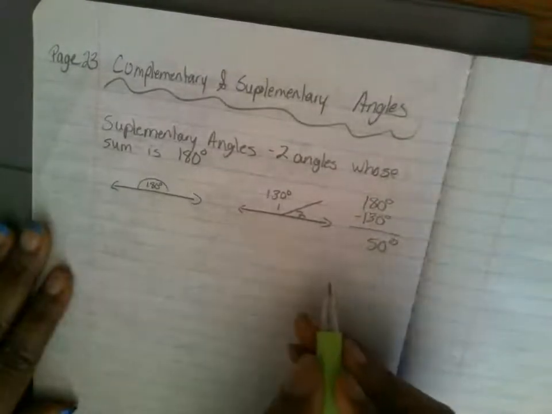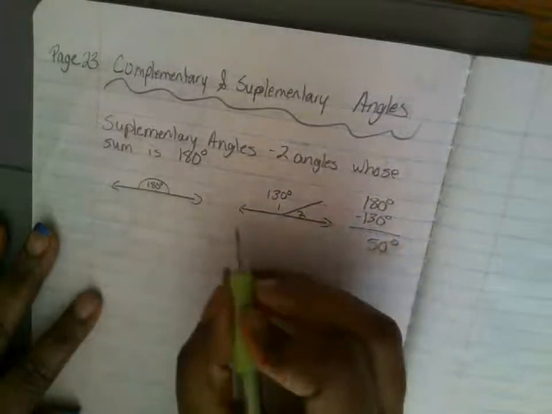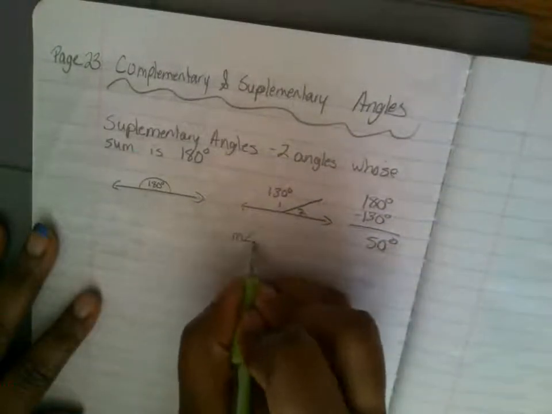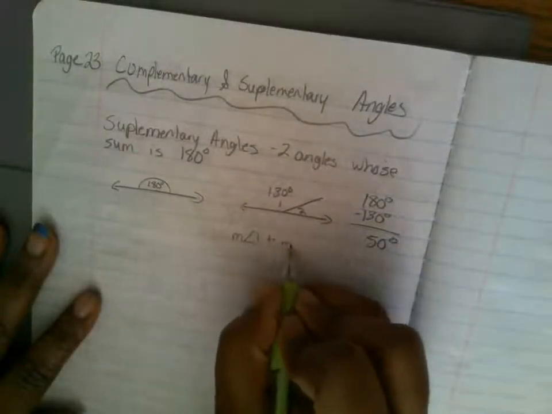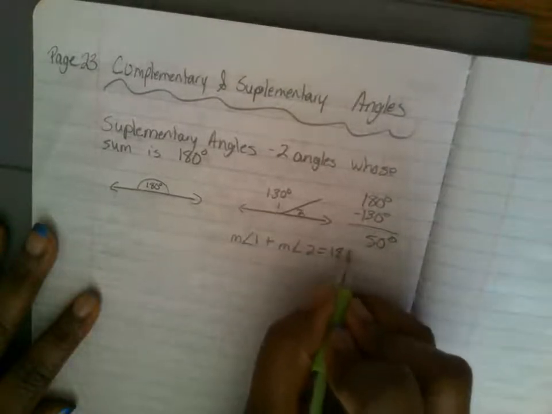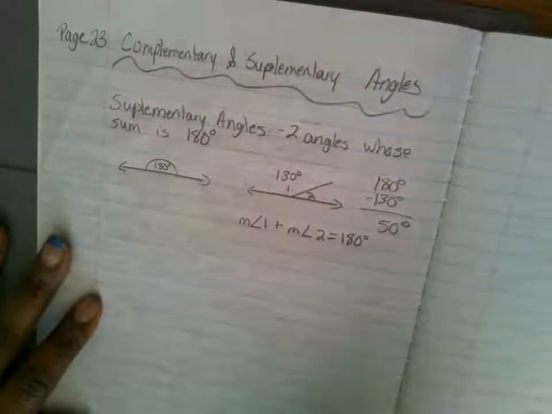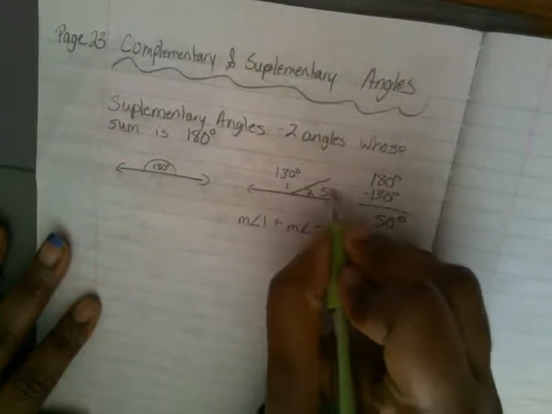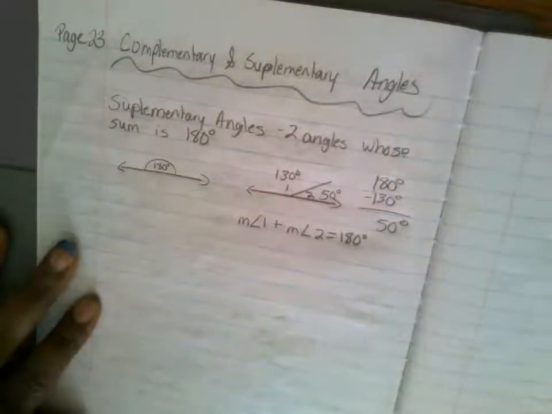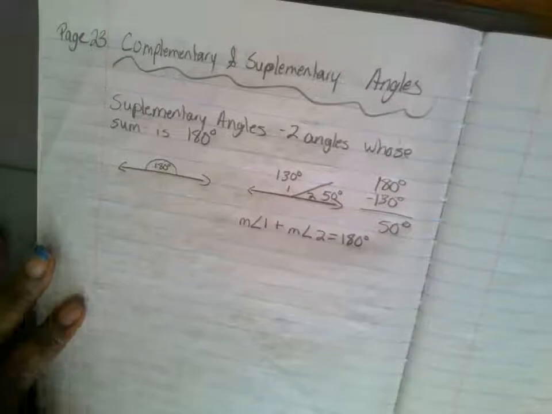So the measurement of angle 2 is 50 degrees. Now, how do I write this in general? I say the measurement of angle 1 plus the measurement of angle 2 is equal to 180 degrees. Okay? Any questions about how this is written? Okay?